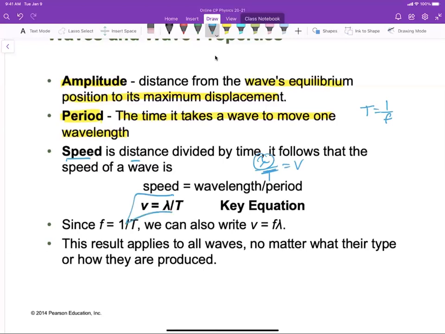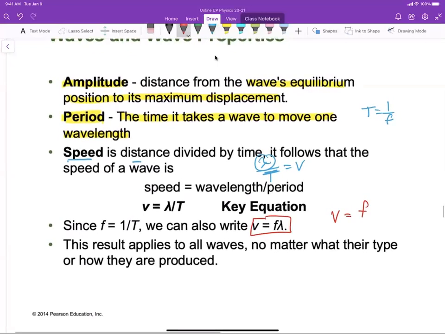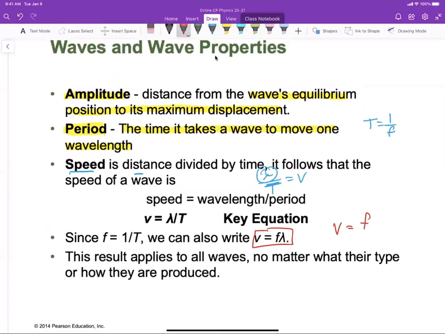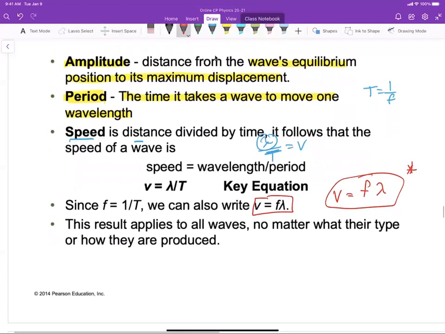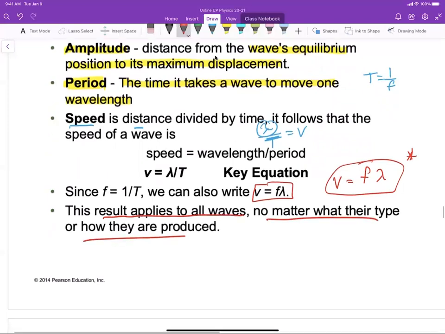Okay, so here is that equation. However, the one that we see the most in physics is, instead of wavelength over period, the speed is equal to the frequency times the wavelength. Okay, so this is the key equation for waves. This equation applies to all waves, no matter what their type or how they are produced.